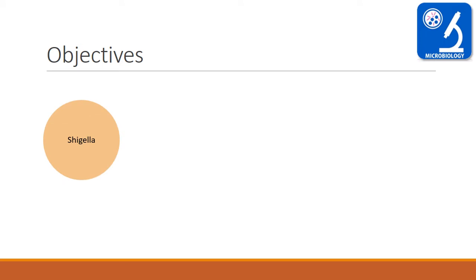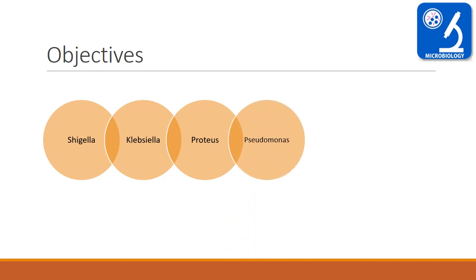So first one is Shigella, then Klebsiella, Proteus, Pseudomonas, Burkholderia, and last the Acinetobacter. So let us first talk about the Shigella. So let us start with the Shigella.